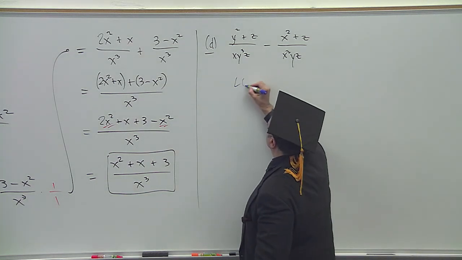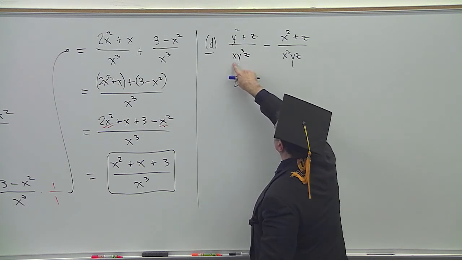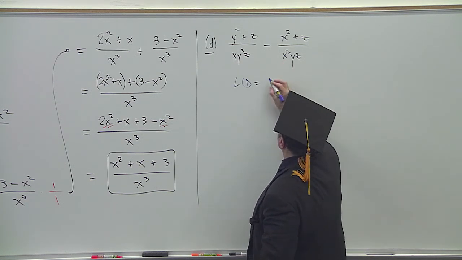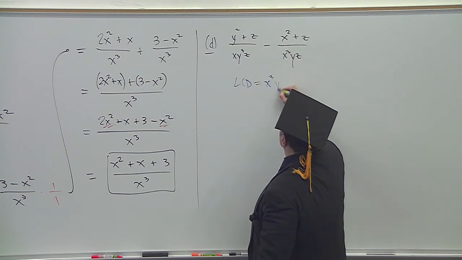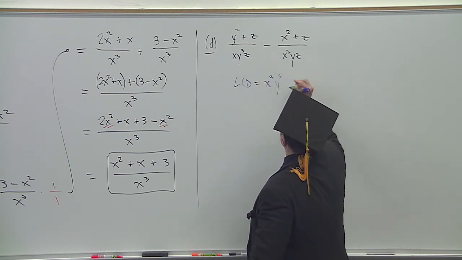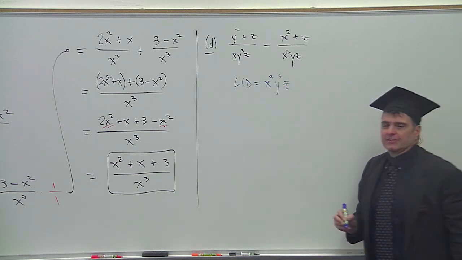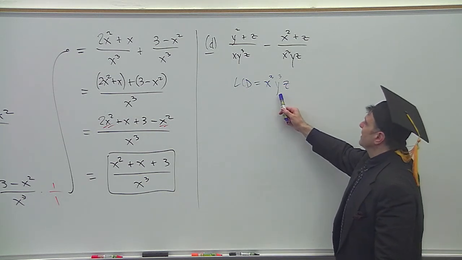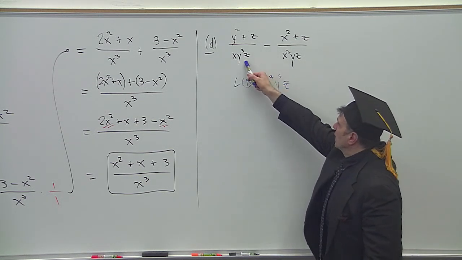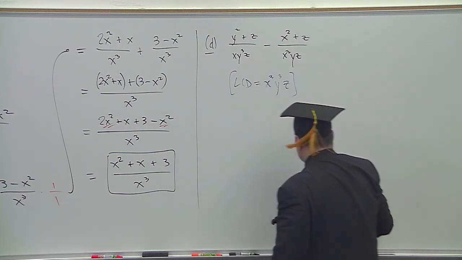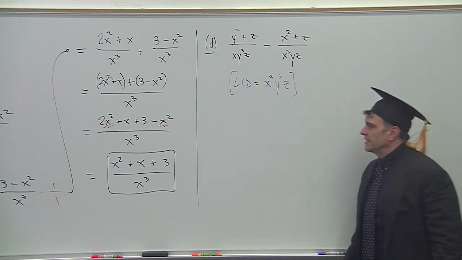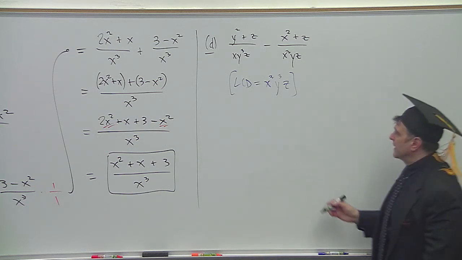In this case, the LCD, in order to cover both of these denominators, we need x to the third power. In order to cover both denominators, we need y to the third power. We need only a single factor of z. And now this is a multiple of both of these denominators, and it is the smallest such expression that is a multiple of both denominators. So it is the least common denominator.